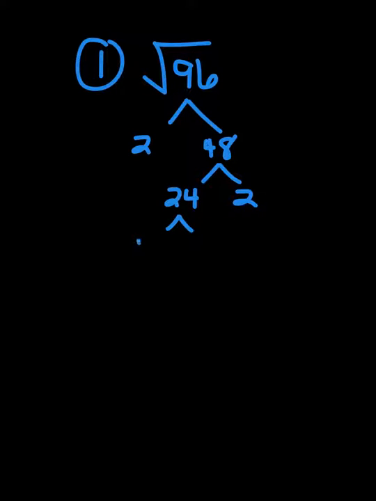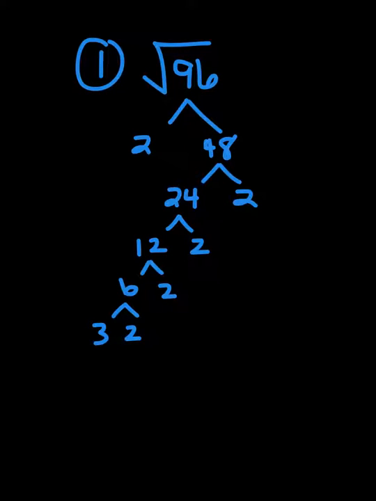So I want to simplify the square root of 96. There's two different ways you could do this. The first way I want to show you is by using a factor tree. So 96 breaks up into 2 and 48. 2 is a prime number, so it can't be broken up further, but 48 can be broken up into 24 and 2. 24 can be 12 and 2. 12 is 6 and 2, and 6 is 3 and 2.